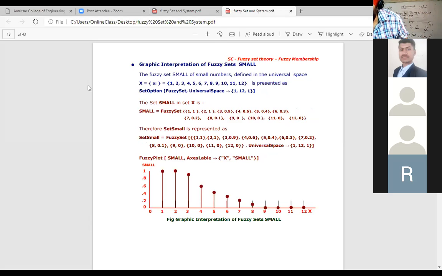Just see one example here. The name of the set is small. So 1 is a member, 2 is a member. So how to represent it in a graph? And see here 0, 0.2, 0.4, 0.6, 0.8 and 1. और यहाँ पे ये member से up till 12, because the universal space is all the numbers between 1 to 12. So 1 has the membership of 1.